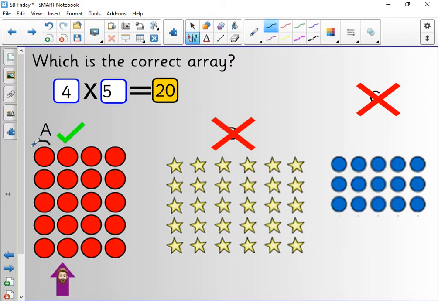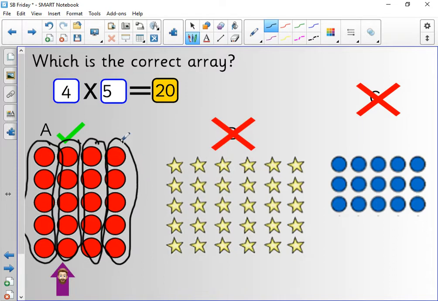I'm going to circle them. Whoops. There's 1 group of 5, 2 groups of 5, 3 groups of 5, and 4 groups of 5. 5, 10, 15, 20. So A must be the correct array.